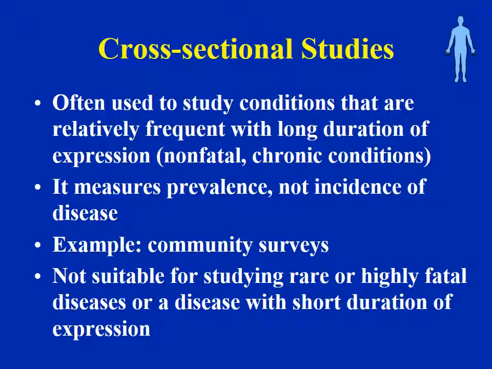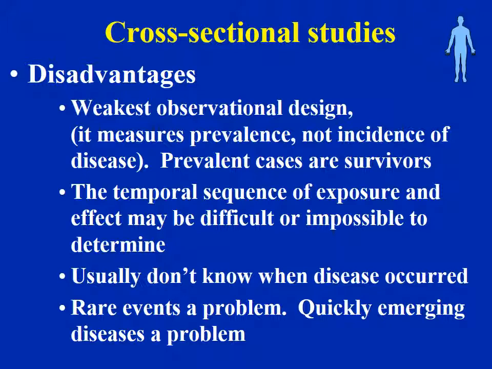Community surveys are a good example of cross-sectional studies, and they're not really good for studying rare diseases or diseases with a short duration. Rare diseases, like very rare cancers, would be difficult to study in a cross-sectional study design. The disadvantages of these studies are that they're the weakest design. The sequence of exposure and effect may be impossible to determine. We don't usually know when the disease happened.